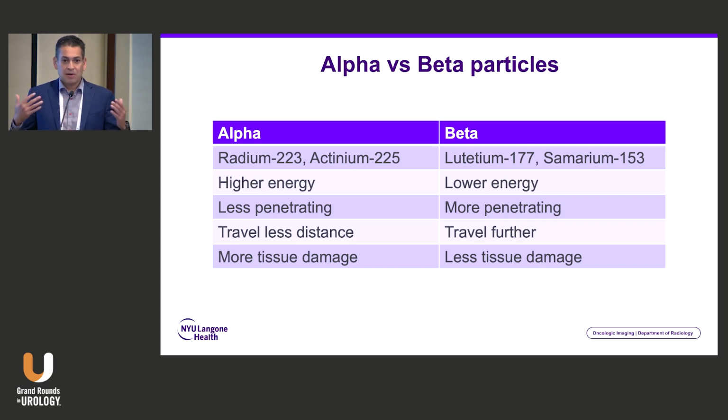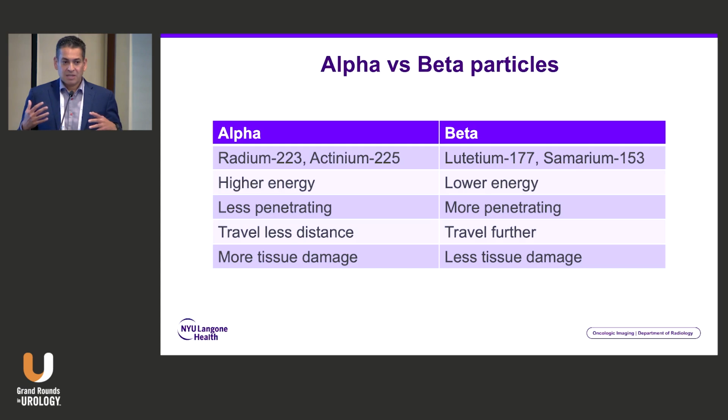Which one is better? It's not a matter about better or worse. They're different. You have the differences between the two here. Alpha particles have higher energy than beta. They, however, have less penetration. The beta particles are more penetrating. The alpha particles travel less in tissue because they are heavier. The beta particles travel farther, but the alpha particles induce more tissue damage at the sites that they reach compared to less tissue damage with beta particles. So you can immediately see how there's pros and cons for using one or the other.